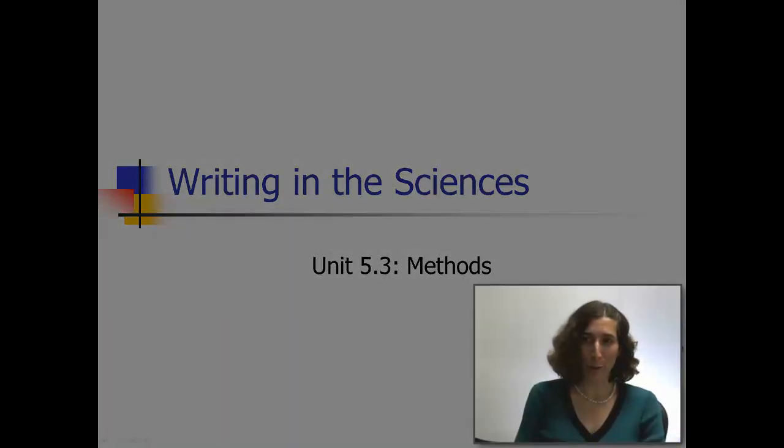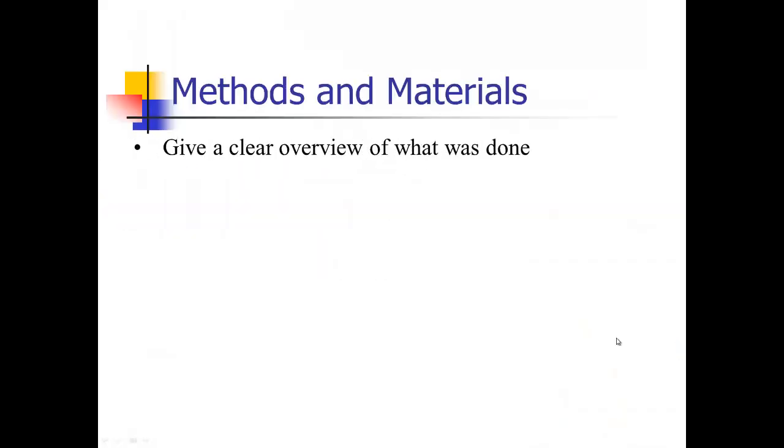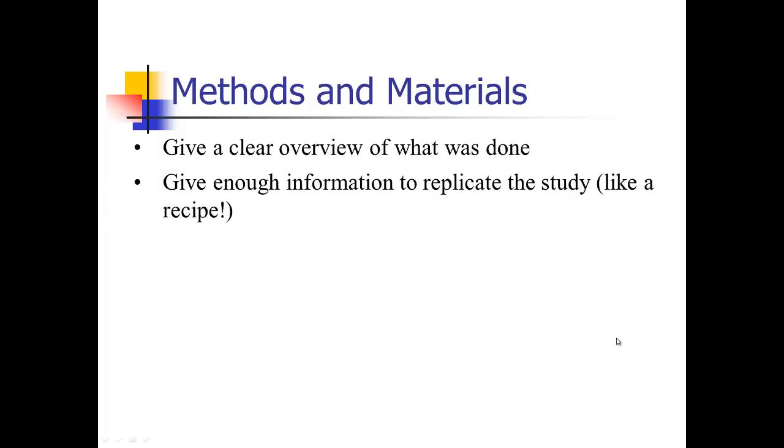So in this third module, we're going to talk about writing the methods section. The methods and materials section should give a clear overview of what was done. It's basically the recipe for the study. It gives enough information that you can replicate the study, essentially just like a recipe.